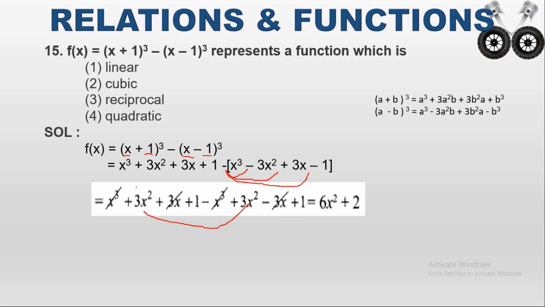So what is the highest power of x here? The highest power of x is 2. That means it is a quadratic function. So where is the quadratic function? It is option 4. So the answer is option 4, quadratic function.